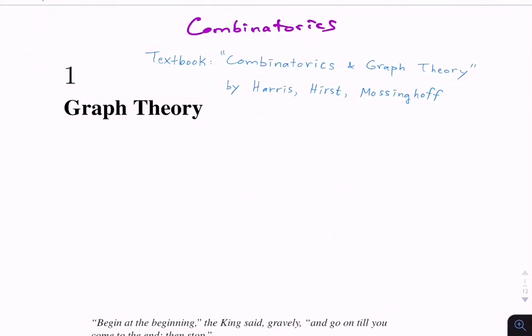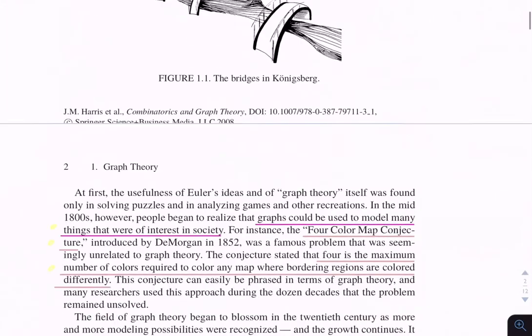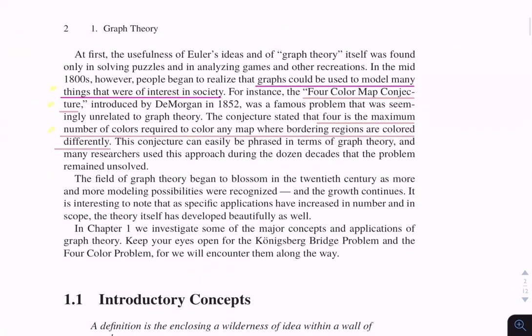Welcome to Combinatorics class. We are now starting to learn about graph theory, and we're following the textbook Combinatorics and Graph Theory. One of the reasons why we're interested in graphs is that they can be used to model many situations. And one of the most famous problems is called the four-color map conjecture.